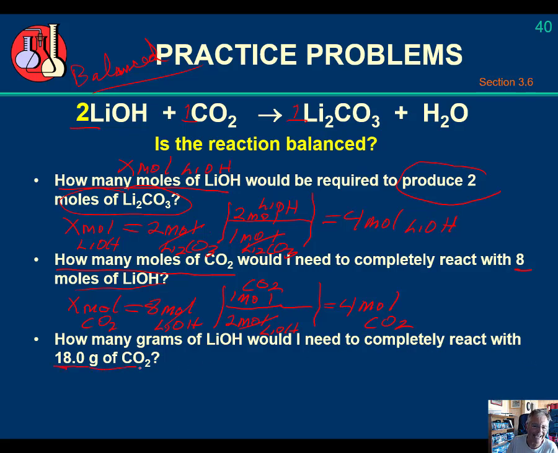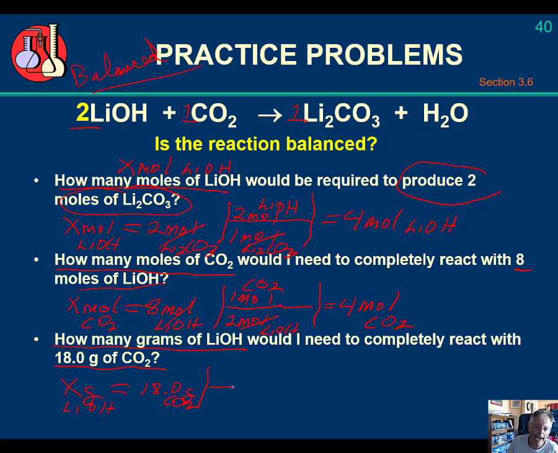Why? Because we're given 18 grams of CO2 and the X factor is how many grams of lithium hydroxide. So that's our X factor. This is a more complicated problem because we're given grams and we're asked for grams. And they all work the same way. So this is going to be how many grams of lithium hydroxide equals 18.0 grams of CO2. Okay?